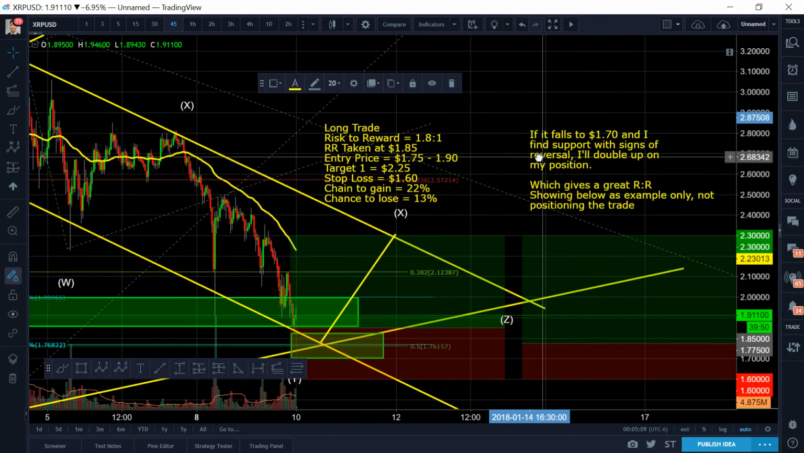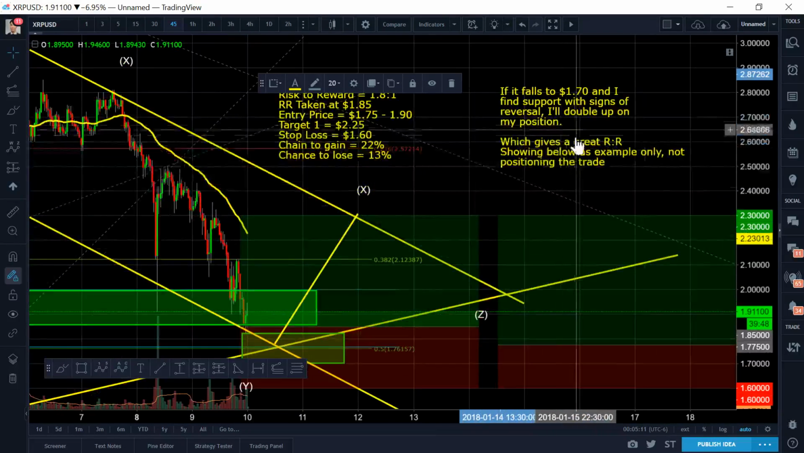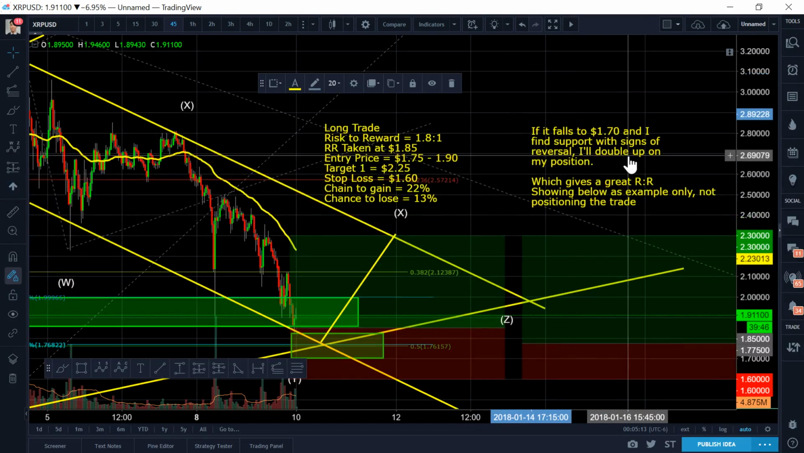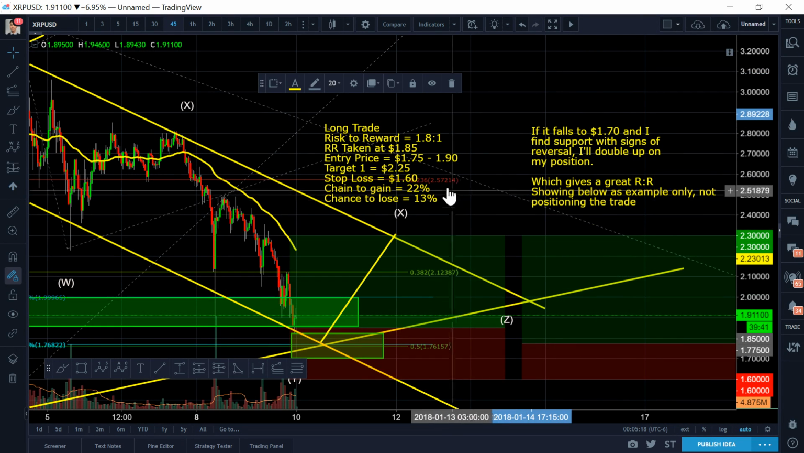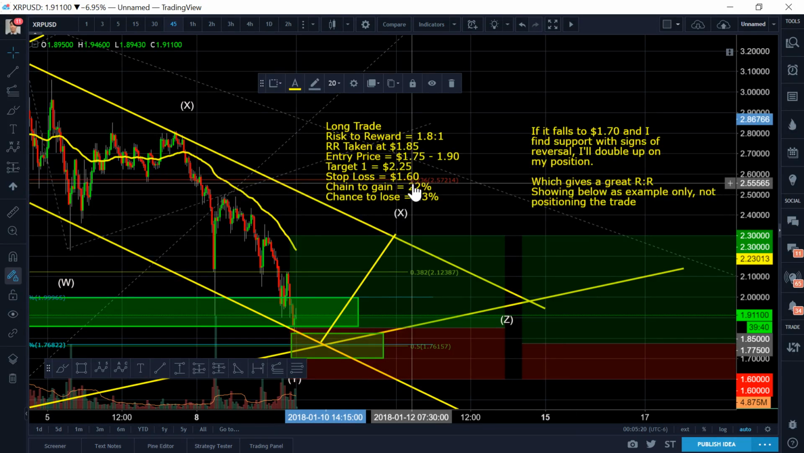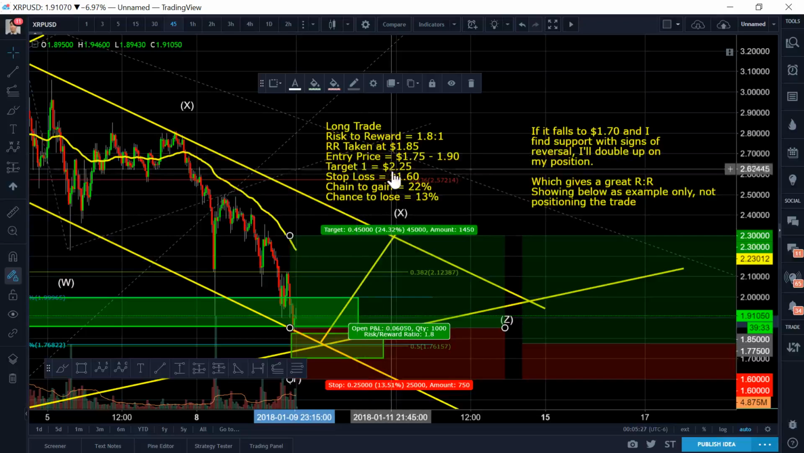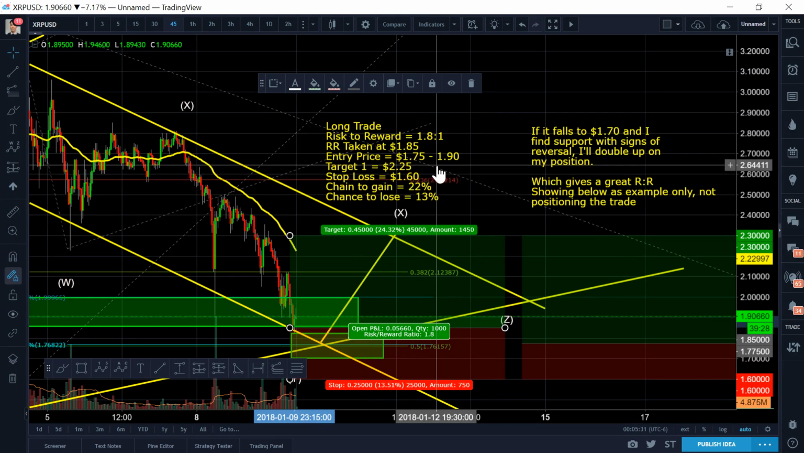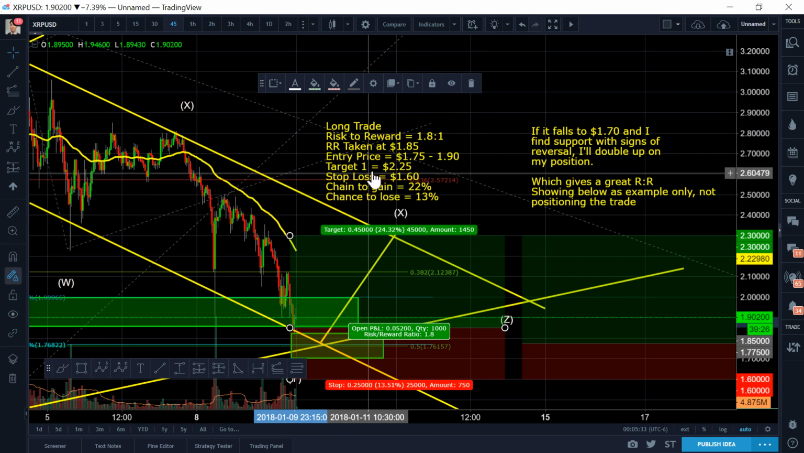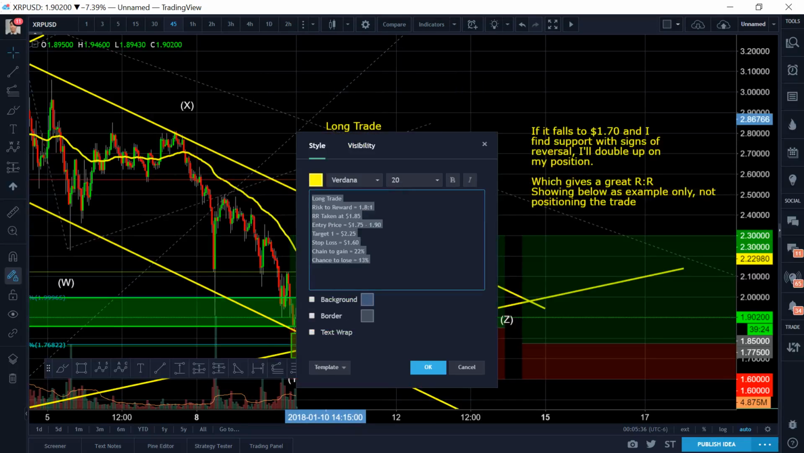Okay, we're going to take a look at it a little bit differently. So once again, if it does fall to the 170 ranges, I will actually double up on my position there. So right now we're looking at a risk to reward ratio of 1.8 to 1. RR is taking at $1.85. Entry price is between 175 and 190. Target one is actually 225, my mistake. Or sorry, 230 I meant to write.